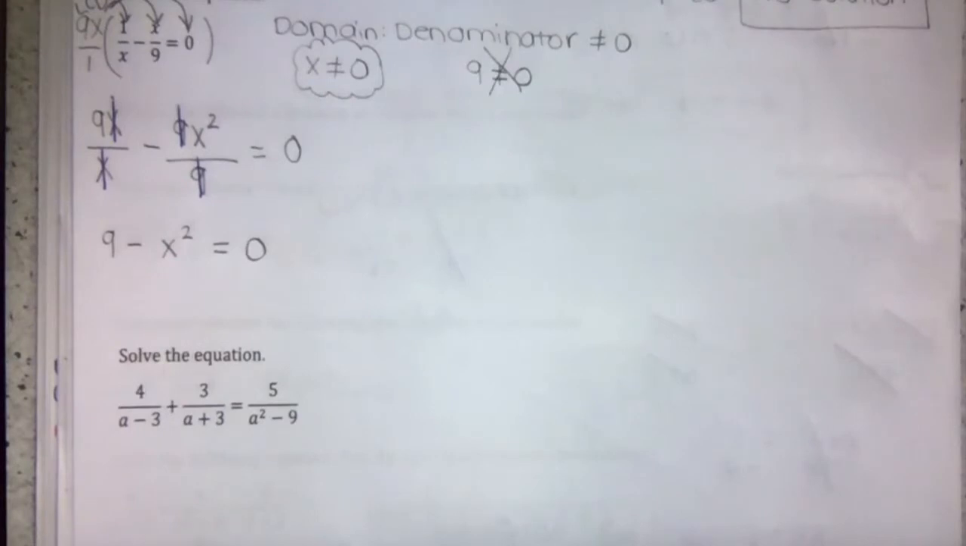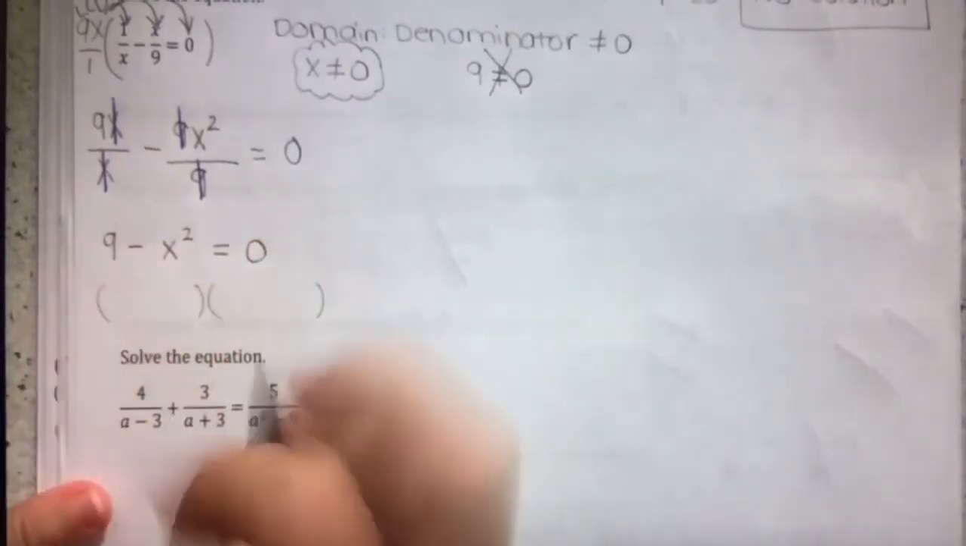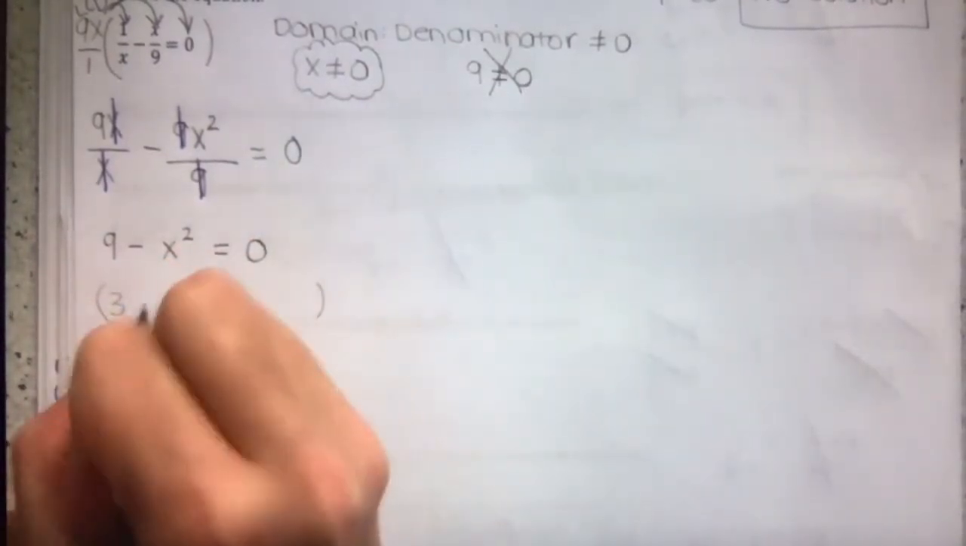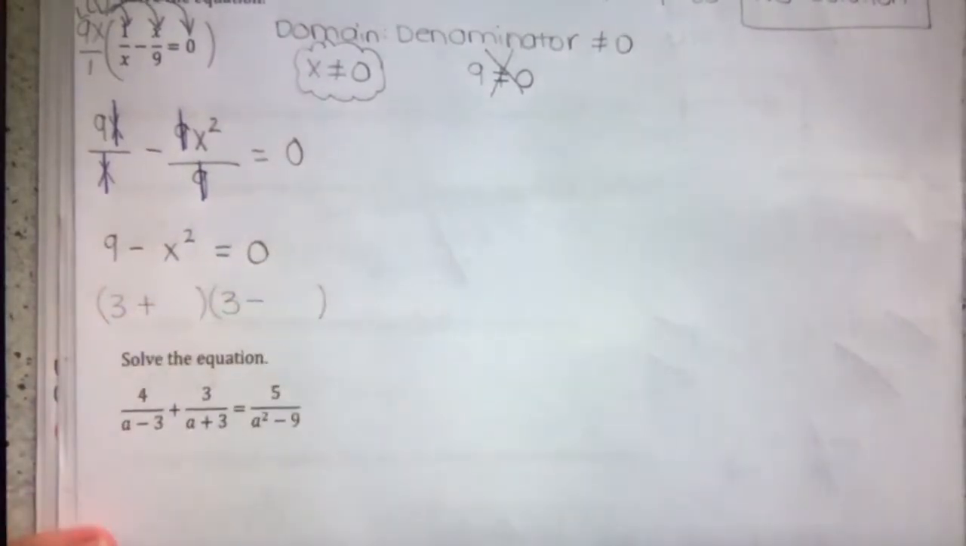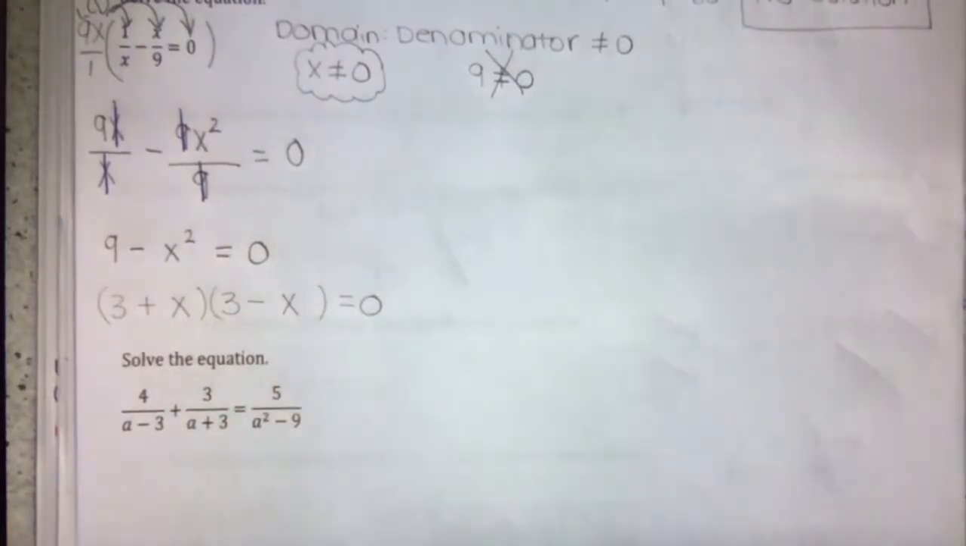Negative x squared, positive 9. You're super close. All right, so we need to solve this thing. We see that it's squared, so we know that we need to factor. So it's a difference of perfect squares, exactly. 9 is 3 times 3, one's positive, one's negative. X squared is x times x. So we have 3 plus x times 3 minus x equals 0. Same thing like we usually do, it's just flipped around backwards, but nothing different.